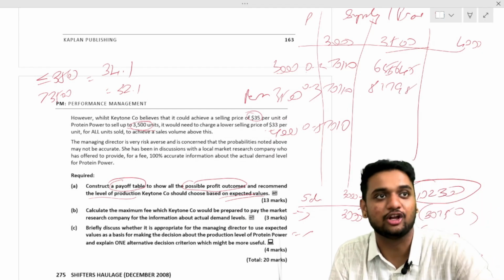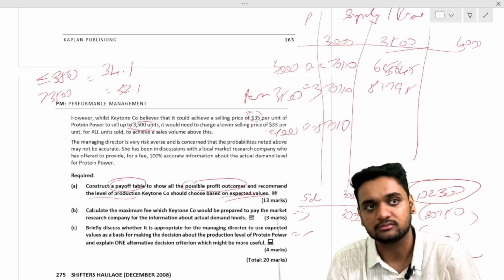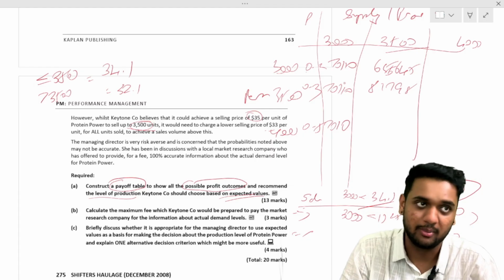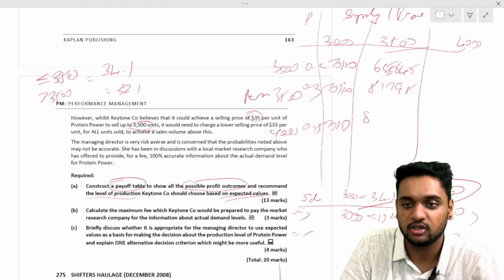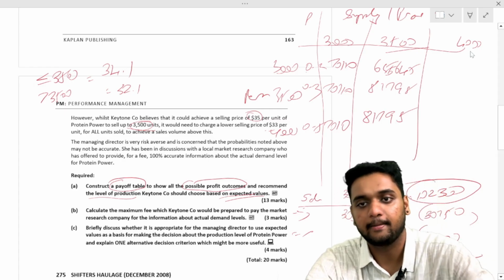81,795. This will be the same for next also, because next we are producing 3,500. Demand is 4,000, so no change. Even though demand is 4,000, we can sell only 3,500 units. So 81,795.